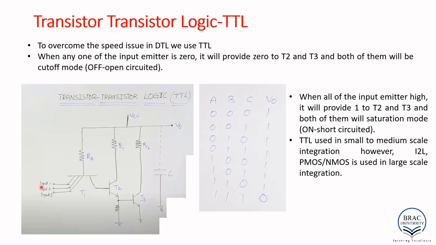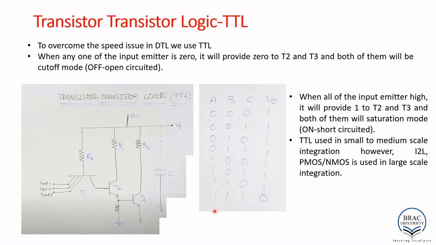But if we consider all zero, then what will happen? Before going to that, we can write 0 0 0 is high, 0 0 1 or 0 1 0 up to 1 1 0, it will be high, because we know if any of the inputs is 0, then T2 and T3 will be in cutoff mode. That means T2 and T3 will be open circuited and off. So then we are getting output V0 connected to VCC, high. So we will be getting high.